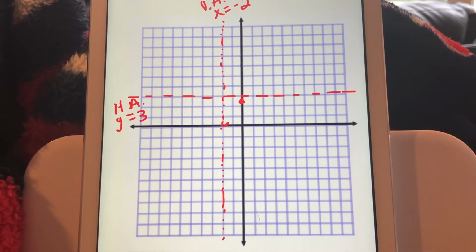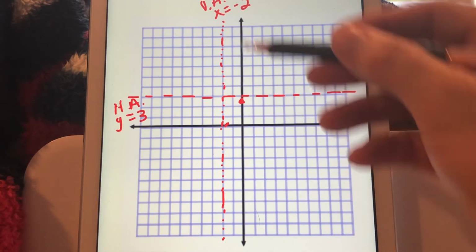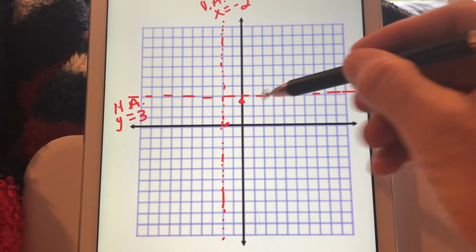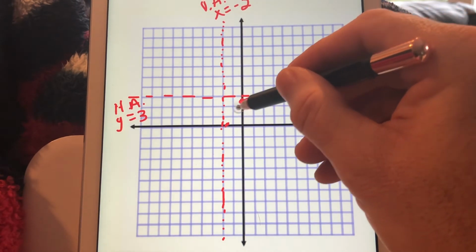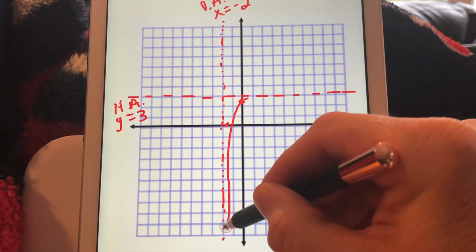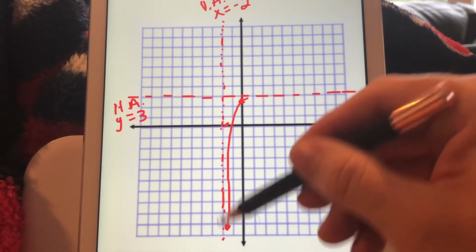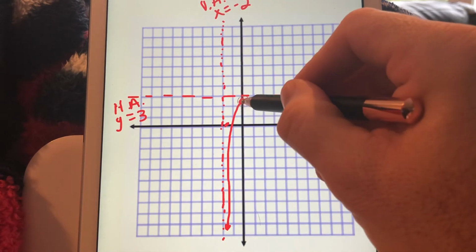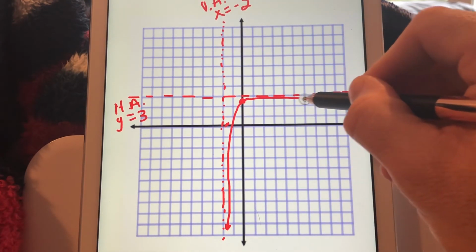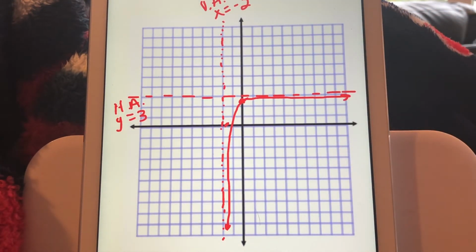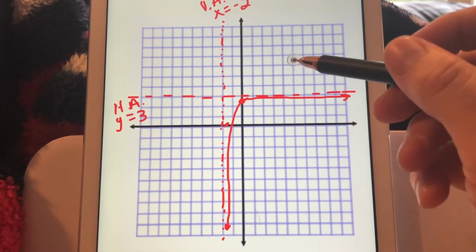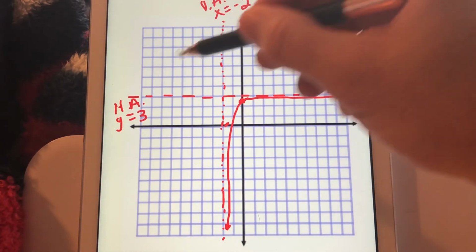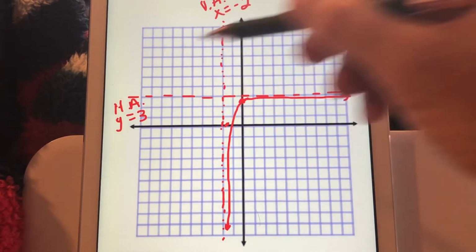And thinking about the behavior, we'll go ahead and come from the left side. So -2 was my vertical asymptote. As we approach -2 from the right, we were approaching negative infinity, and as x approached positive infinity, we were approaching 3 from below. Okay, so that's what that piece is going to look like. On the left side, we know we're approaching positive infinity as we come toward -2 from the left. We were approaching 3 from above as we went to negative infinity.